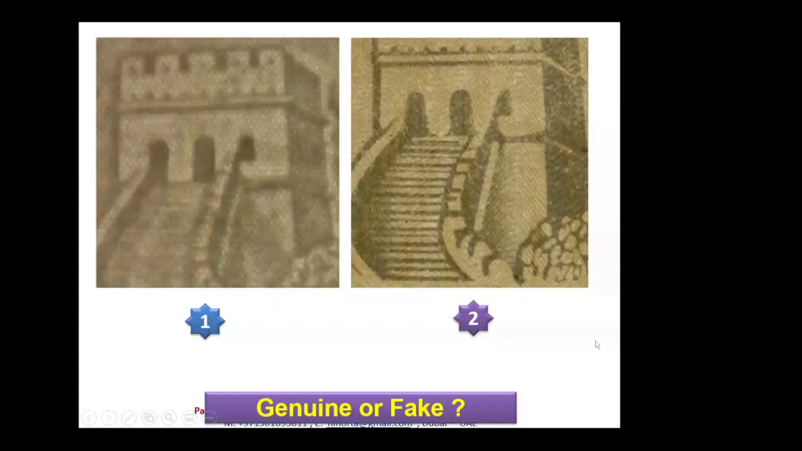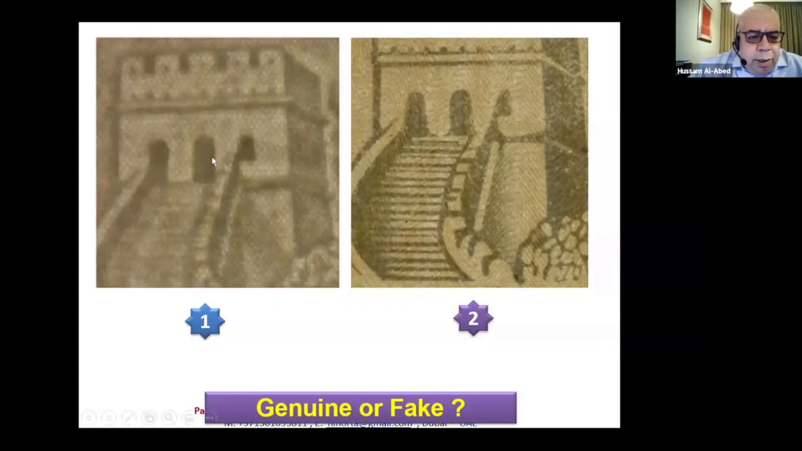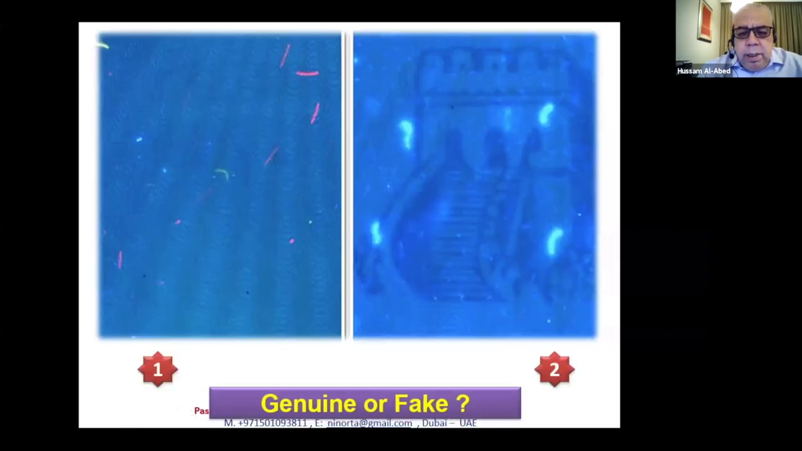This time they are in between. Some are saying one, some are saying two. They are confused. My advice, look at this door, this door, this door, and here on top on the roof, and compare them with this one. However, if you are still confused, simply put it under UV. Which one showed under UV? The one on the right, which is number two. So number two is a counterfeit.